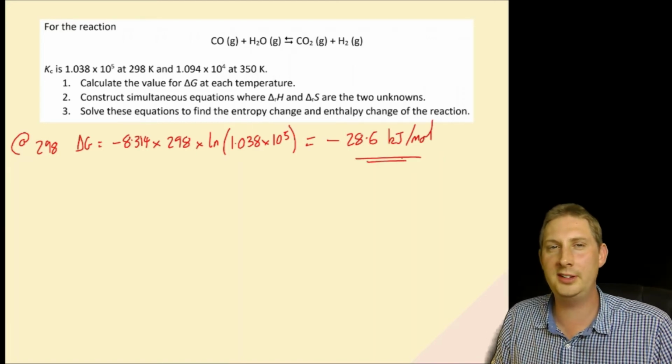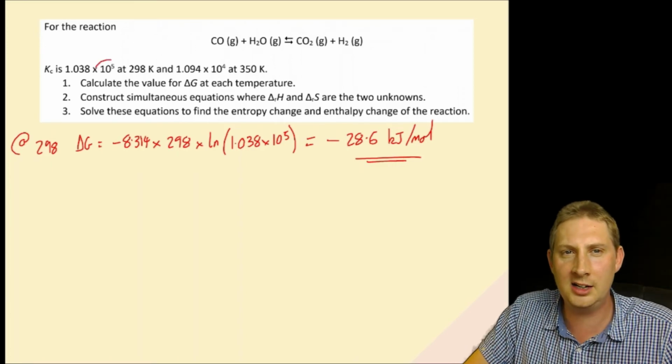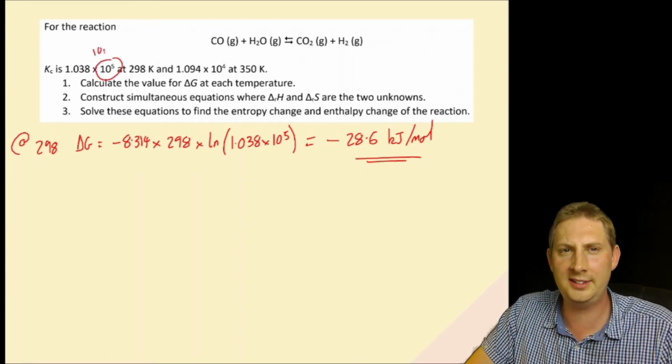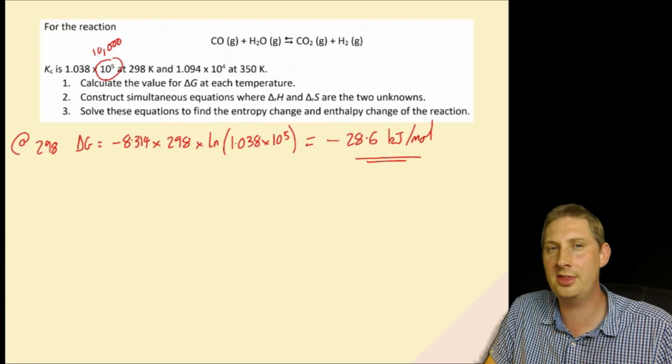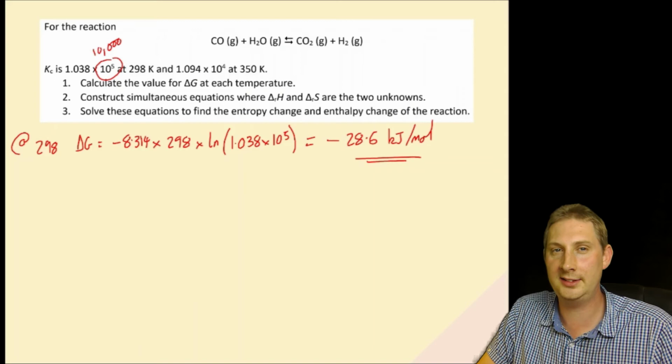So about minus 30 kilojoules per mole. So it's almost entirely gone to products. And yeah, we can tell that, can't we? The equilibrium constant is about 10,000. Very high. There's only 1 in 10,000 bits are still reactant.